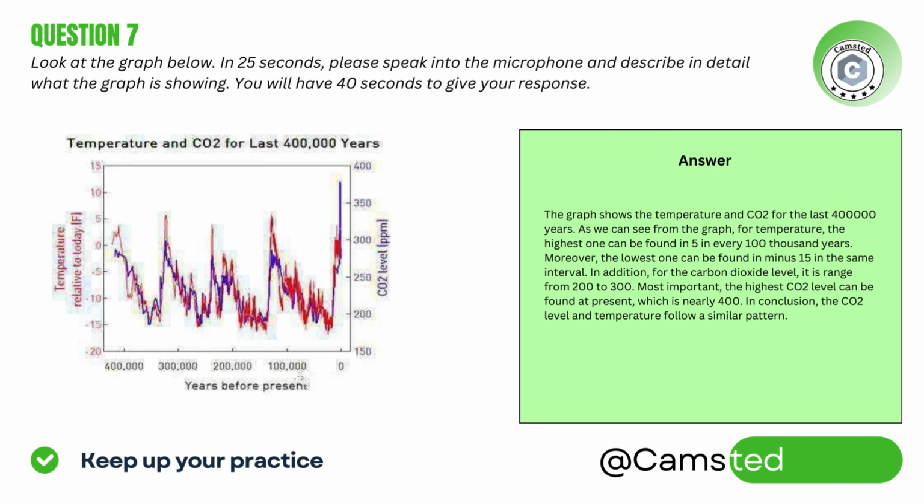In addition, the carbon dioxide level ranges from 200 to 300. Most importantly, the highest CO2 level can be found at present, which is nearly 400. In conclusion, the CO2 level and temperature follow a similar pattern.